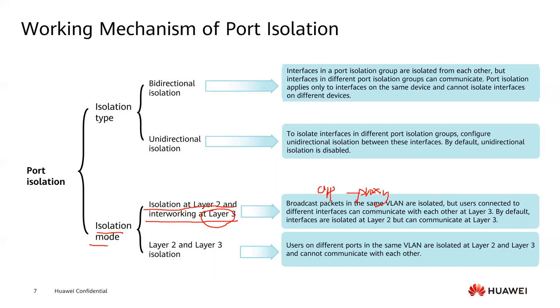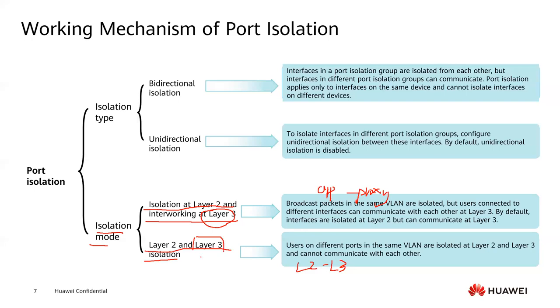Another isolation mode is layer two and layer three. It means the switch will check layer two and layer three. But what is the problem? The problem is, for example, if the switch is only a layer two switch, maybe it has layer three functions, but it is just functioning as a layer two switch. It's just forwarding the frames.